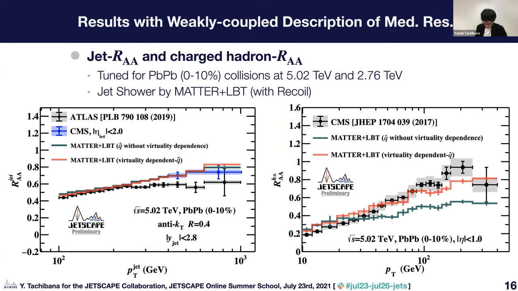Okay, so I'd like to flash some recent results from JETSCAPE. Here I'm showing jet R_AA and charged hadron R_AA. We tune parameters for 0 to 10% Pb-Pb collisions at 5 TeV and 2.76 TeV. The jet shower here is simulated with the combination of MATTER plus LBT, with a weakly coupled medium response distribution recoil. On the left-hand side we have jet R_AA, and on the right-hand side hadron R_AA.